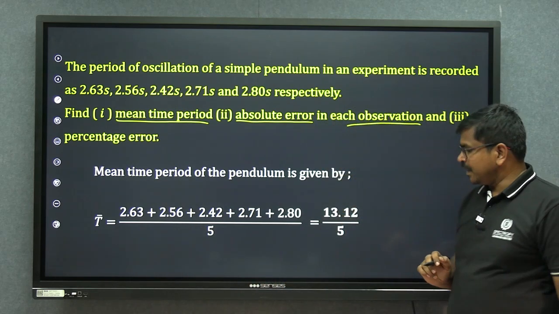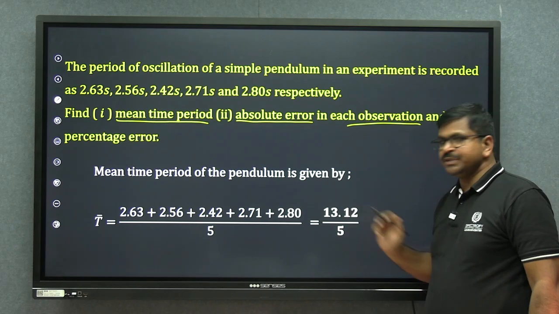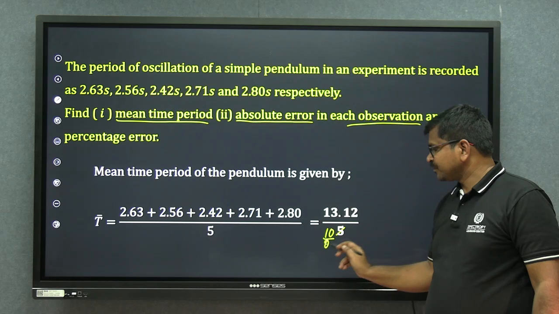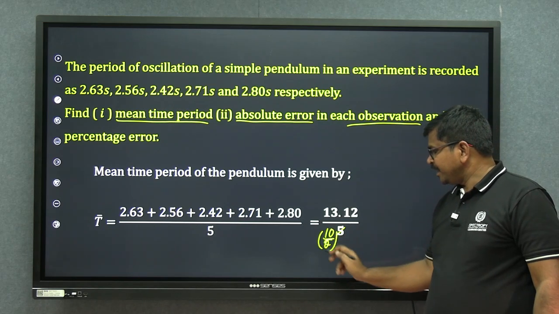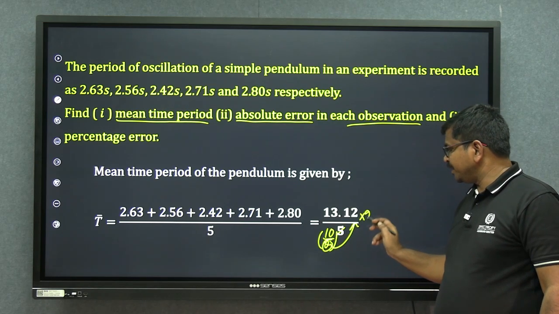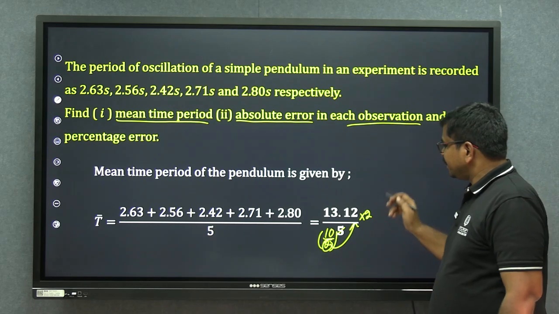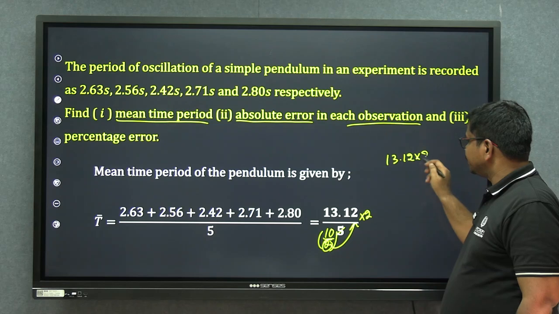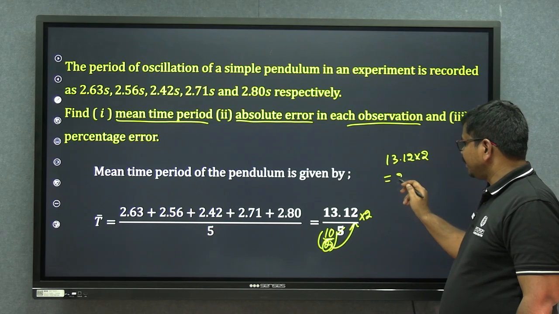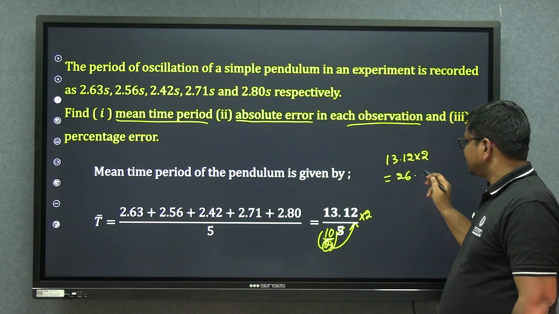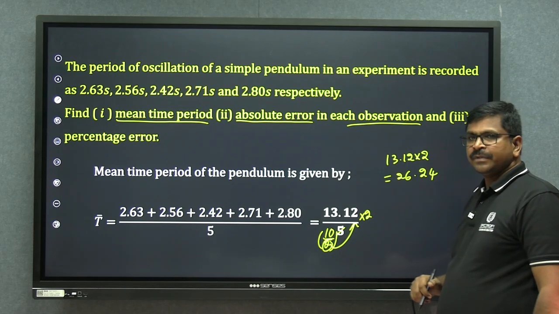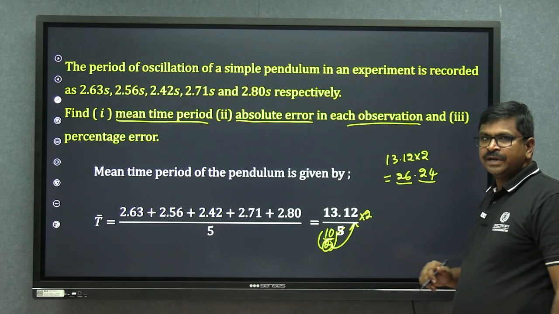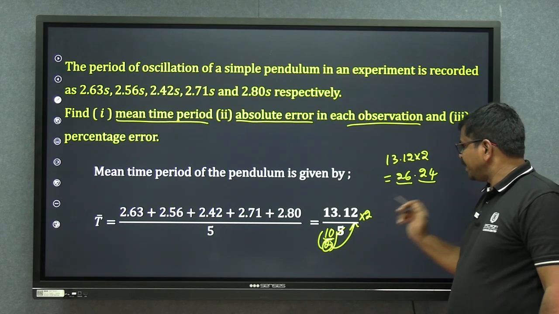And dear students, here, don't do this direct division. Instead of this, you can do here 10 by 2. And this 2 can be taken to the numerator and become multiplication. So what do you get here? 13.12 times 2: 13 times 2 is 26, 0.12 times 2 is 0.24. Yes, you will be getting 26.24, and divided by 10 is there.